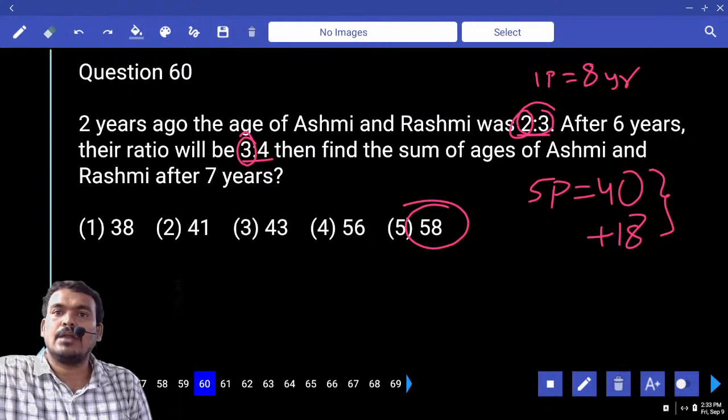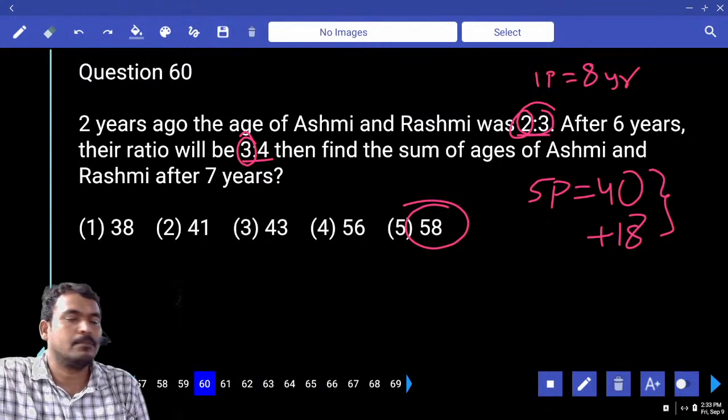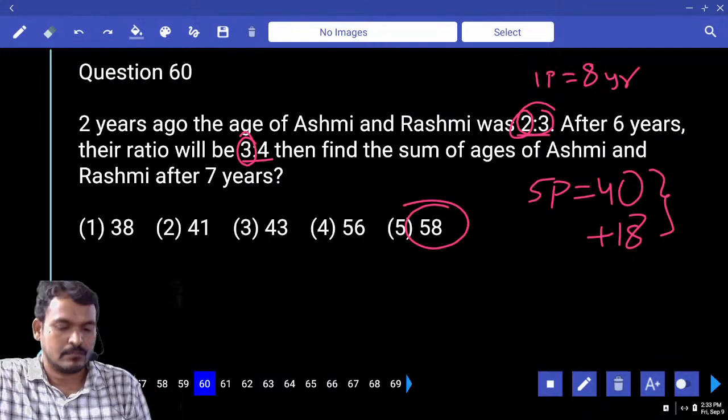Past sum or present sum? Past sum. Past sum converted to present, again present converted to future.